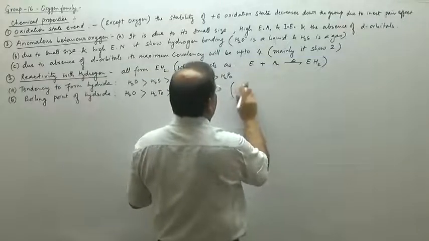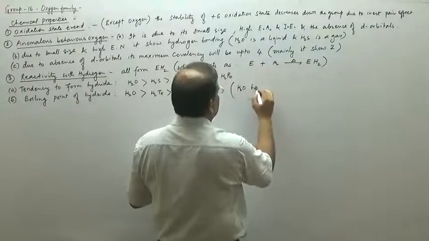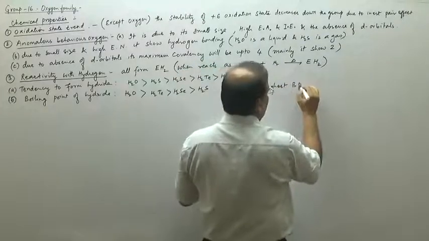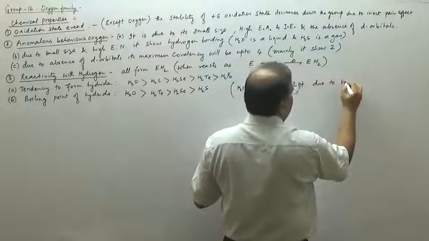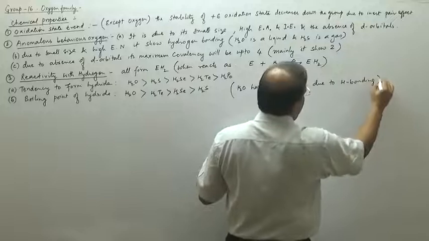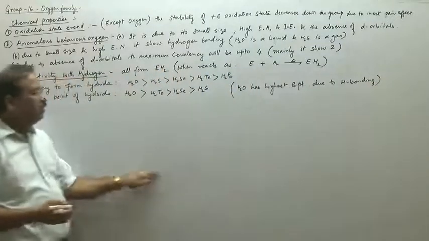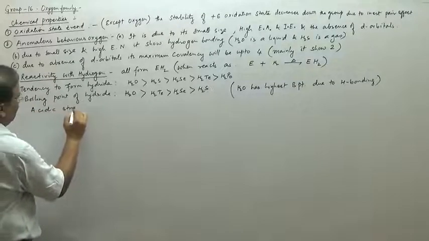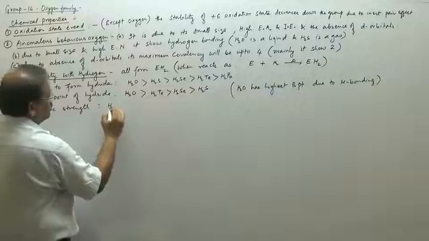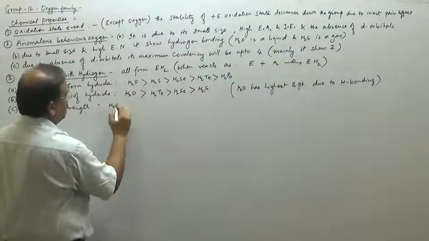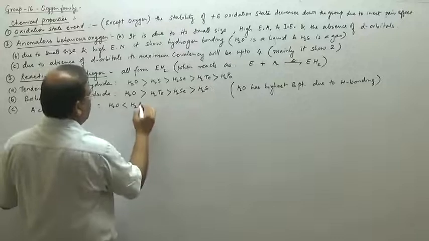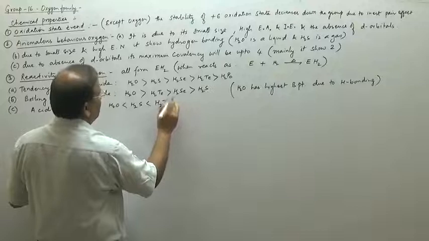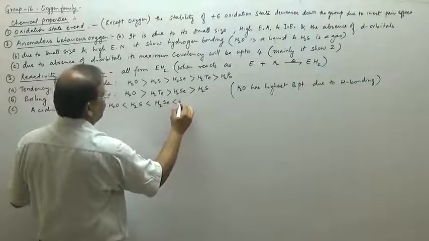Water, H2O, has the highest boiling point due to H bonding. It is because of the H bonding that it has the highest boiling point, we used to say that. Next, we can write the acidic strength. The acidic strength of H2O is less than H2S, which is less than H2Se, then we'll write H2Te.